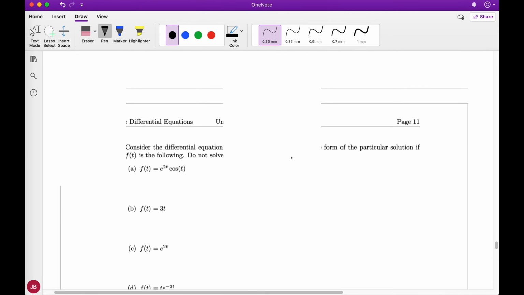Okay, it seems like I have some kind of glitch on here, but you have the paper in front of you, so I think you should be able to see all of this.